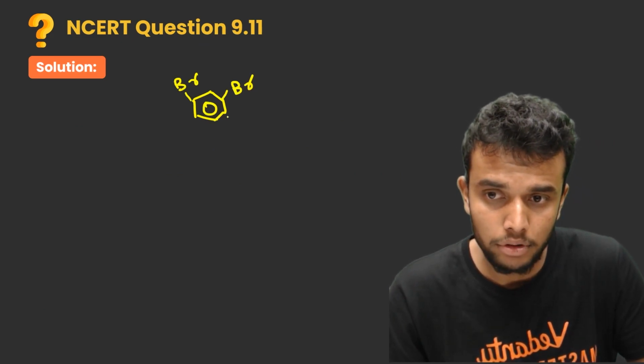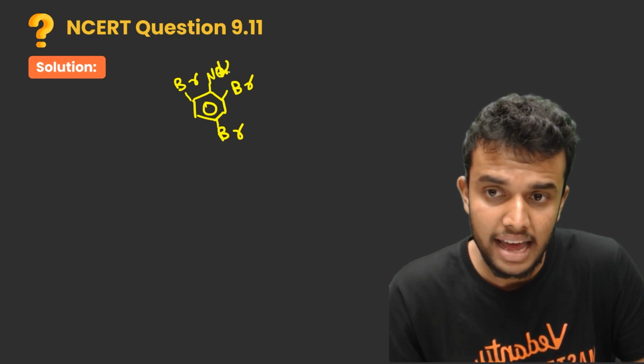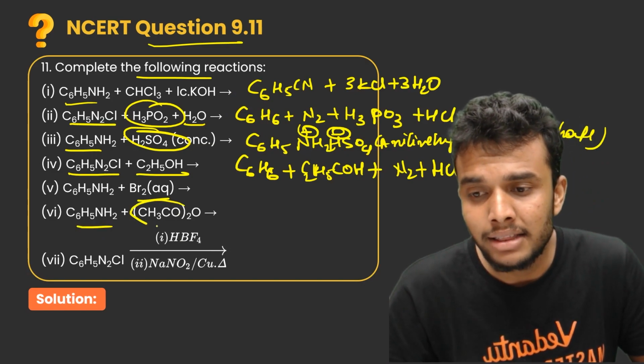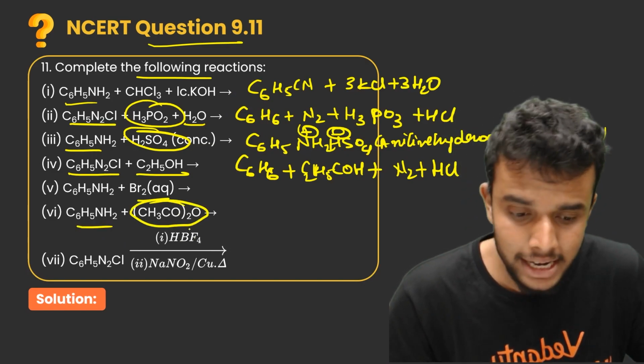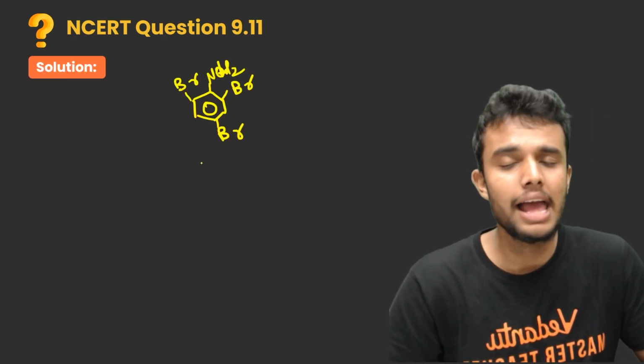Tribromoaniline compound. This is the fourth one. Tribromoaniline, NH2. Sorry. Okay, it's clear. Next one: aniline is reacted with acetic anhydride. What does it yield? It yields a different compound, students. The N-phenylethanamide. Right, students?